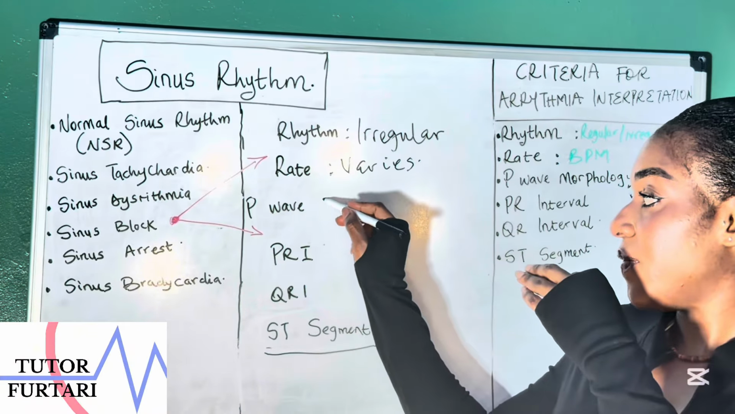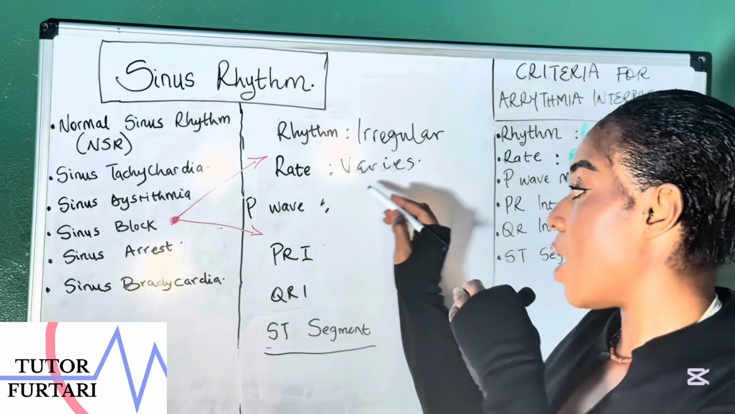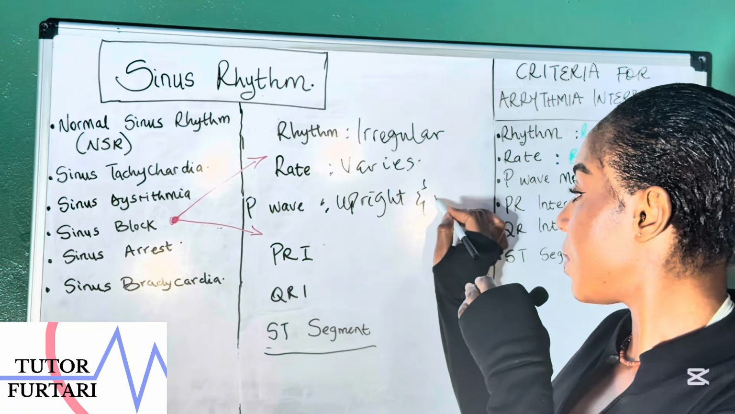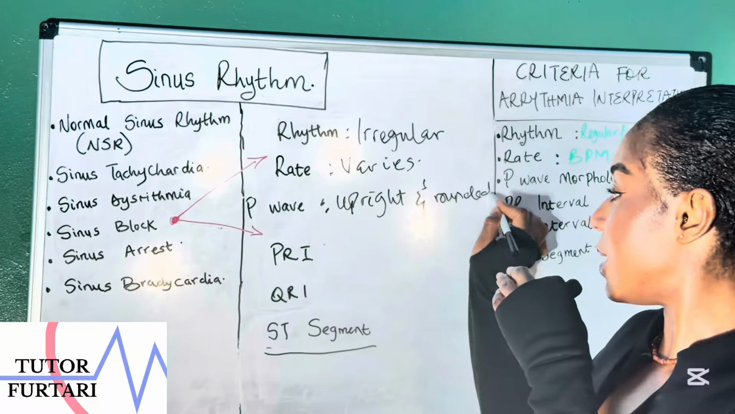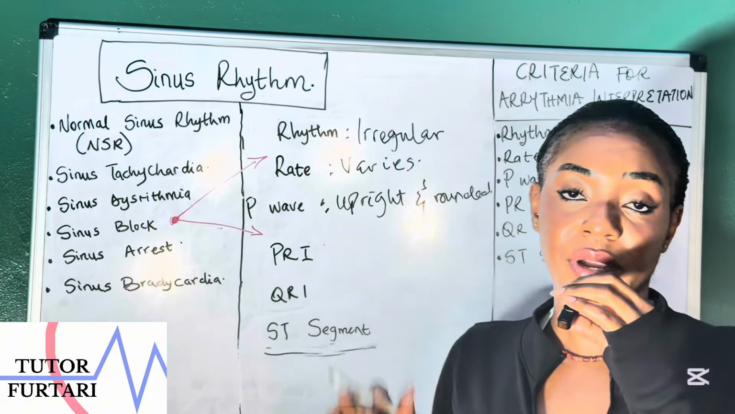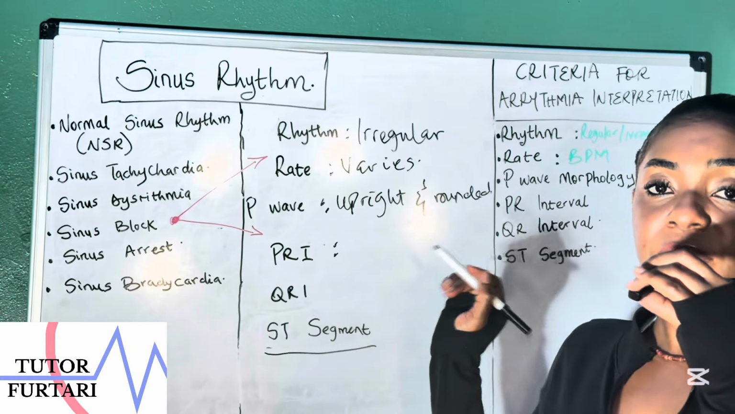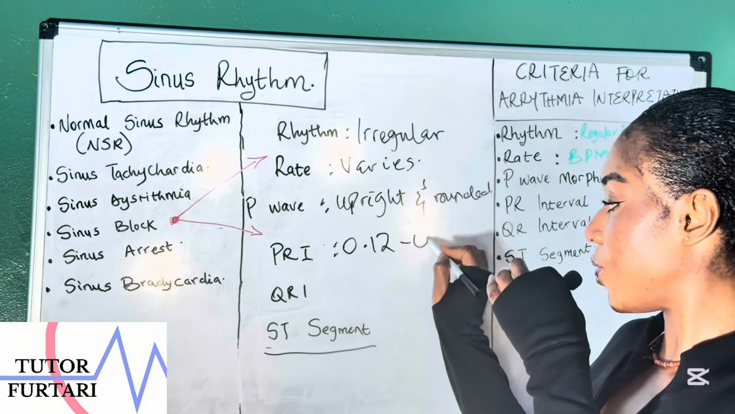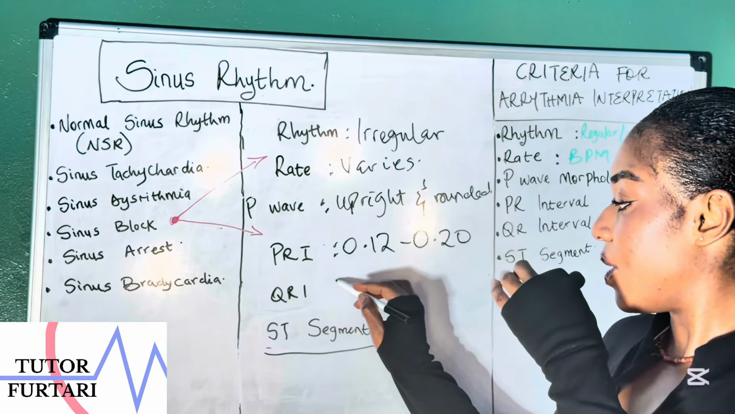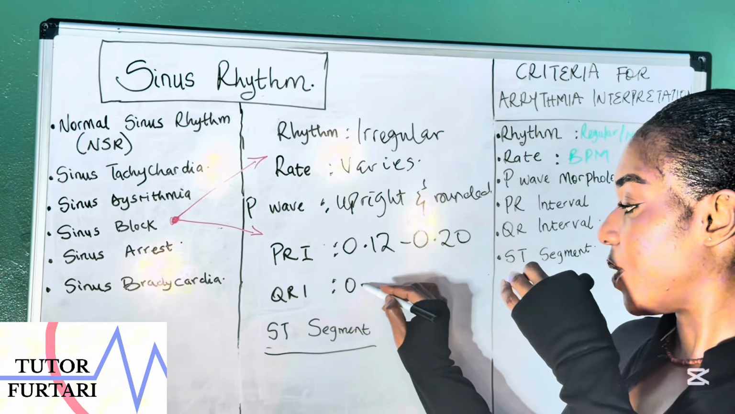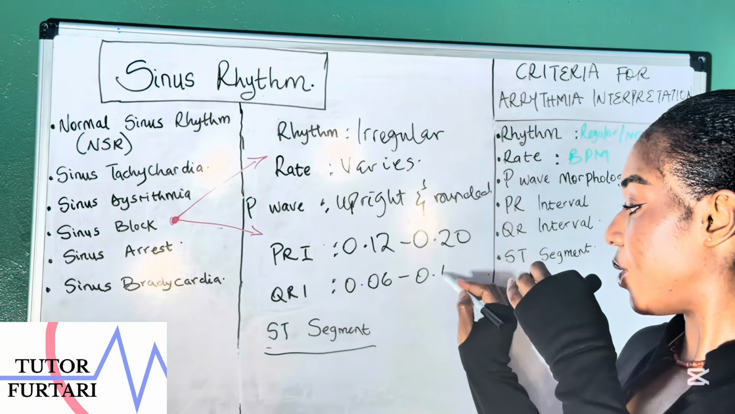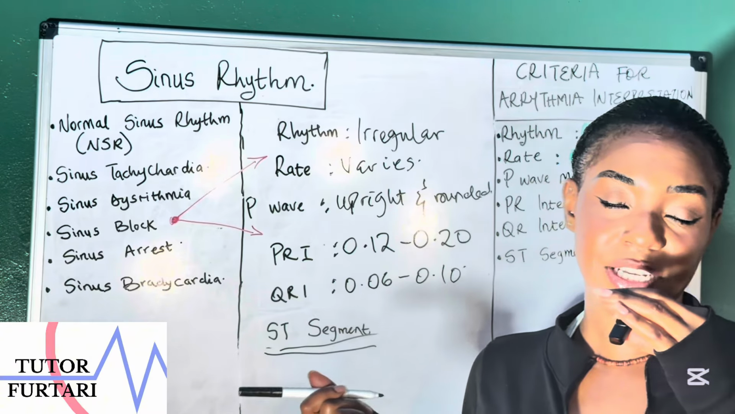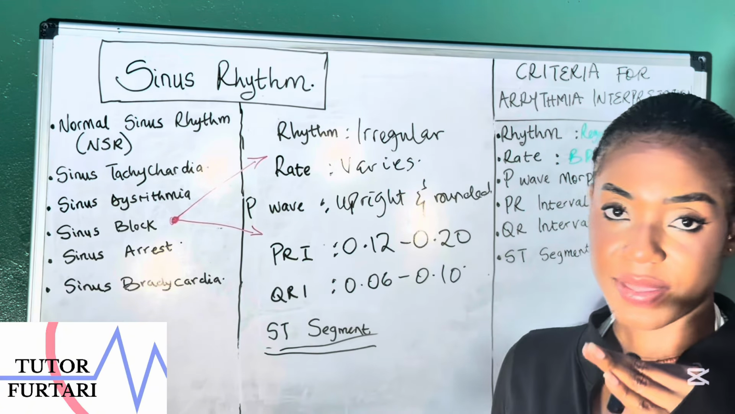And the P waves are actually normal. They're upright and rounded. And another thing, let's not forget there is one P wave for every QRS. The PRI is also normal, between 0.12 to 0.20. The QRS is also 0.06 to 0.10. No ST segment depression or elevation. If there is, then there's a problem.